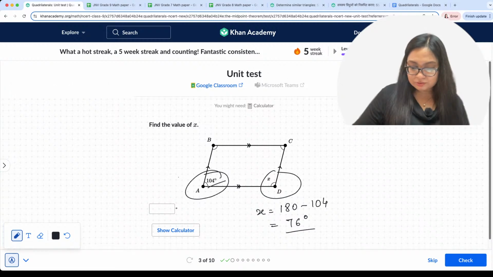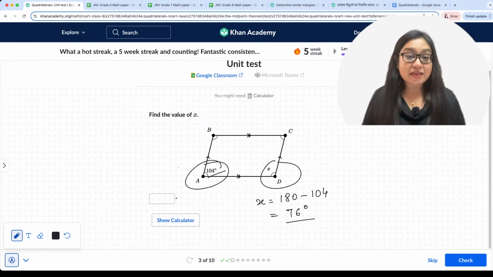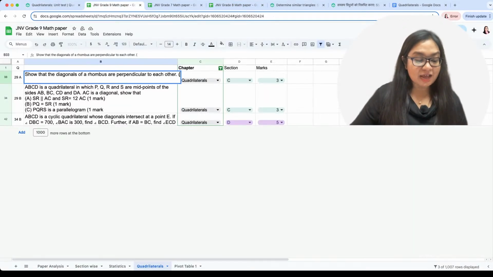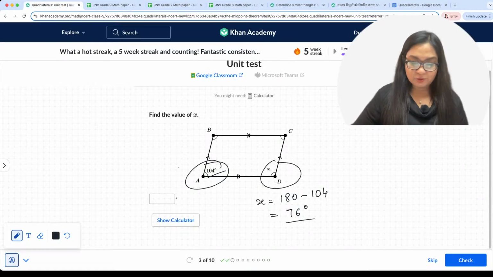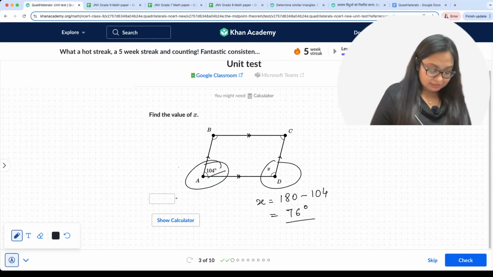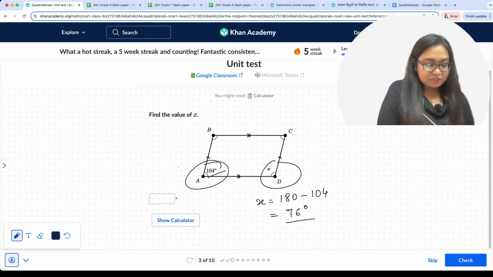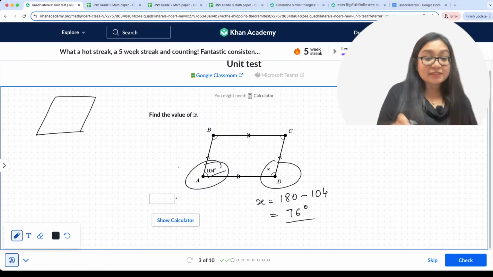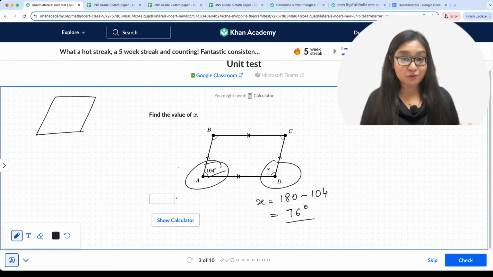Yeah, I'm going to use this space to prove the earlier read question. Show that the diagonals of a rhombus are perpendicular to each other. So let's go ahead, draw a rhombus. यहां पर मैंने एक rhombus draw कर लिया. A rhombus is a special type of a parallelogram that has all four sides equal, right?